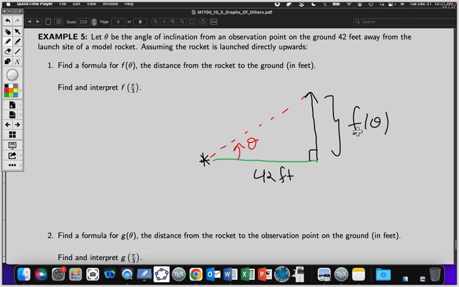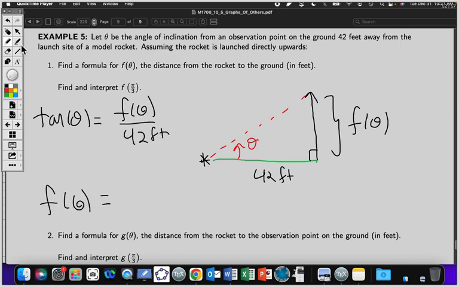F of theta would be the opposite side. 42 would be the adjacent side. So it looks like I can do a little tangent here. I know that the tangent of theta would be f of theta over 42 feet. So f of theta would be 42 tangent of theta, and this would be measured in feet.